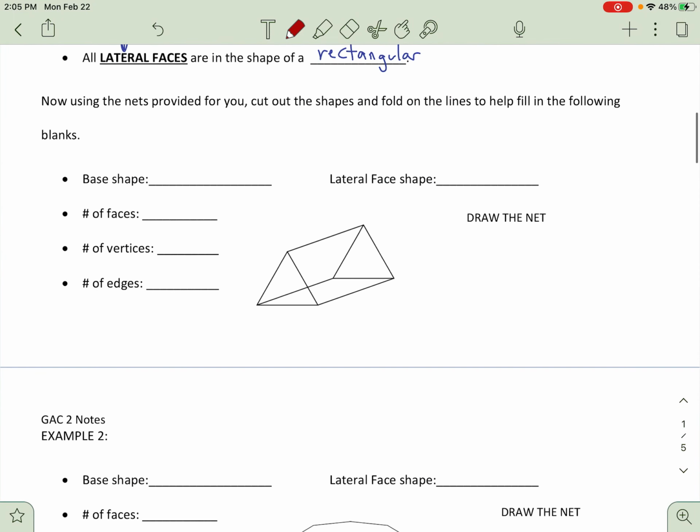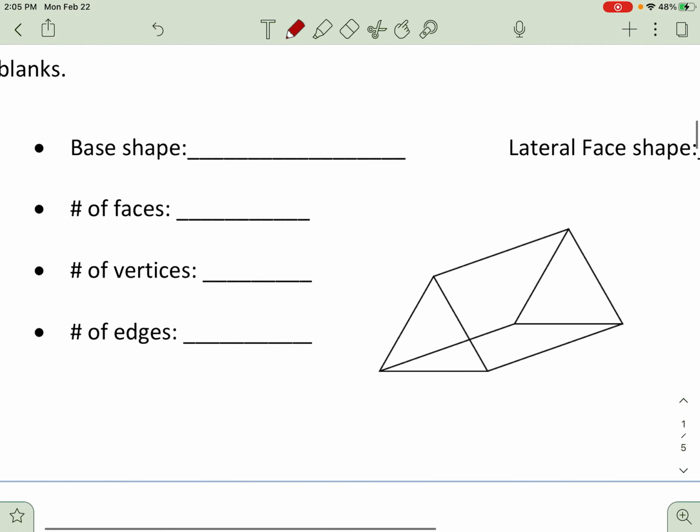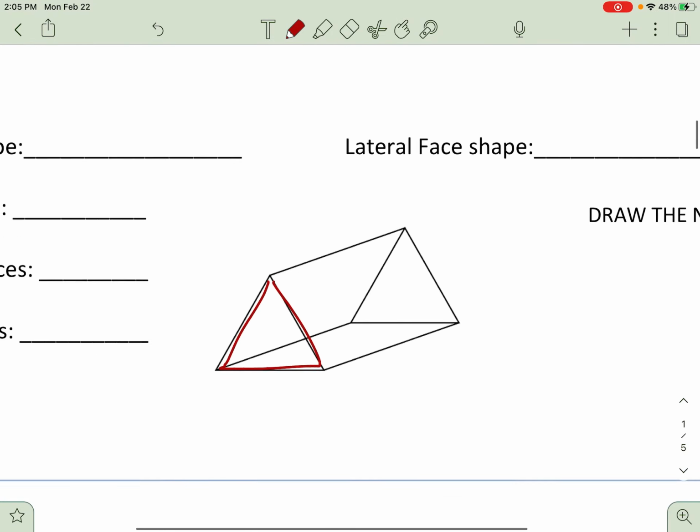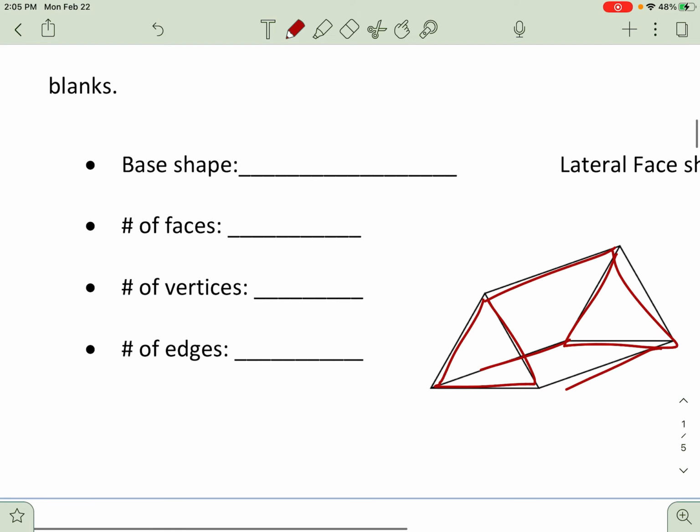All right. So we're going to look at some nets, what are called nets, and the shapes that they provide. Using the nets provided for you, cut out the shapes. Don't worry about that. We did that in class. But as you can see, this prism is very similar to what's up above. The base shape in this case is a triangle, and then you've got the 3 rectangles that connect the 2 triangles, right? So this is a triangular prism.